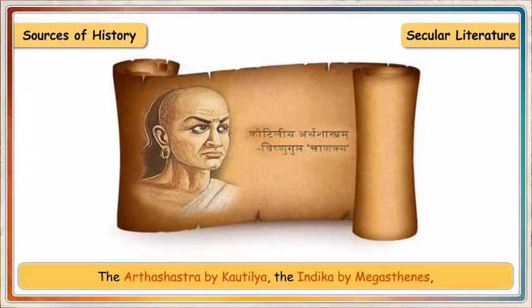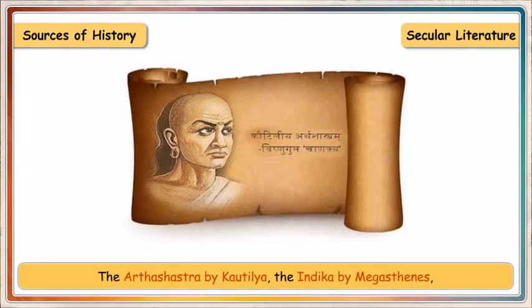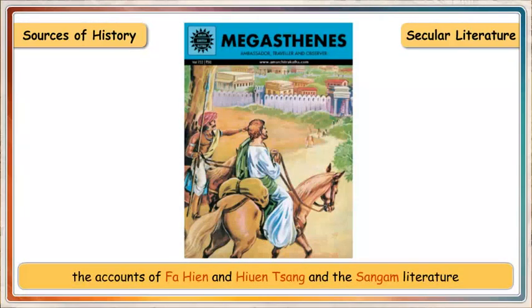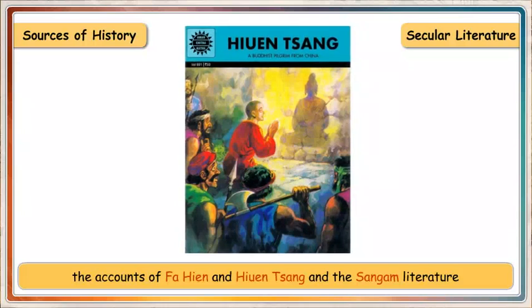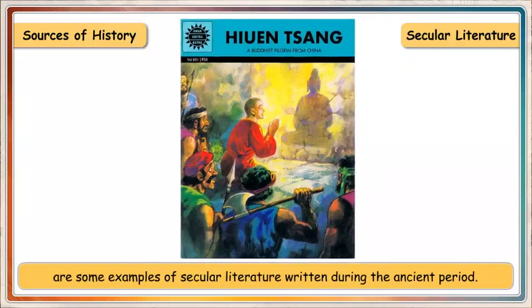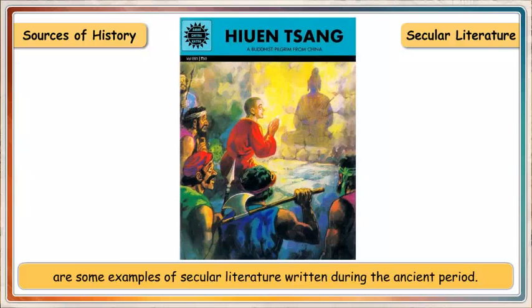The Arthashastra by Kautilya, the Indica by Megasthenes, the plays and poems of Kalidasa, the accounts of Fa Hien and Huan Tsang, and the Sangam literature are some examples of secular literature written during the ancient period.